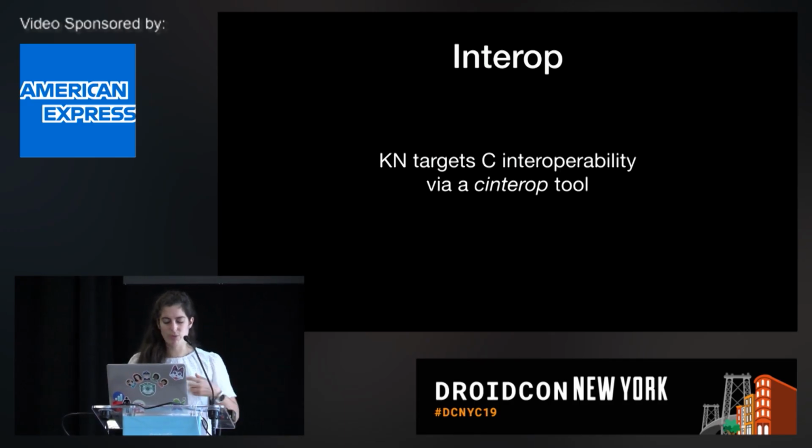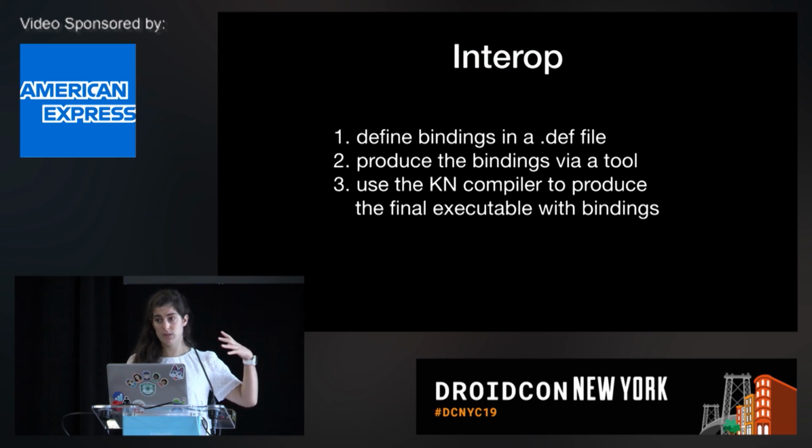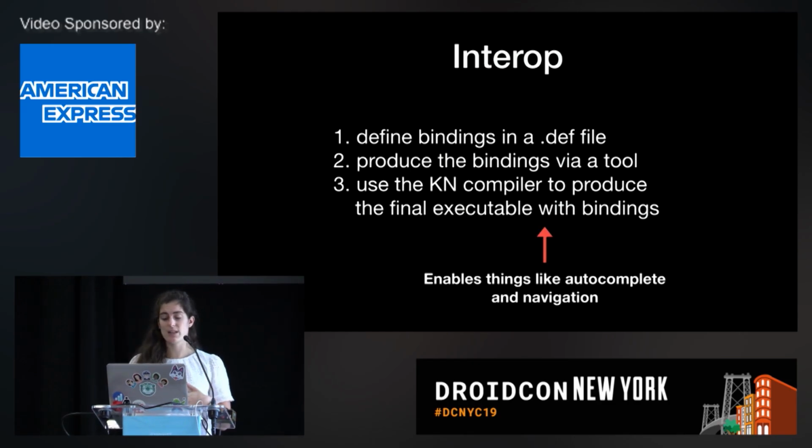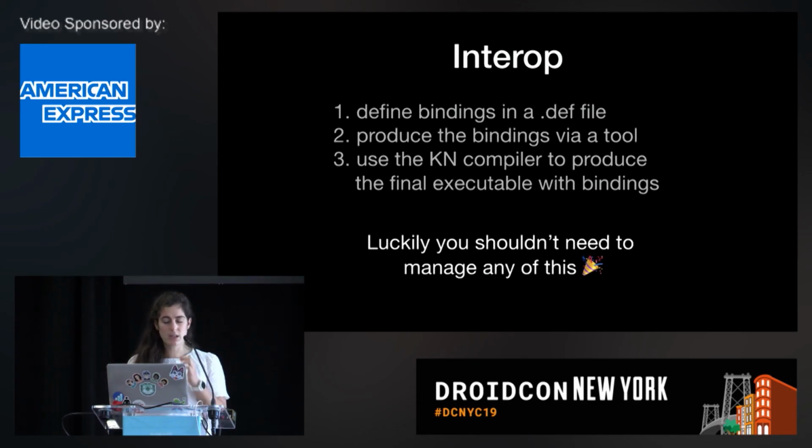So when Kotlin Native wants to interact with the world around it, you define the ways in which it interacts with things outside of it in a def file, and then you generate these bindings with a tool and package them together with that executable. When you do that, you can get your workflow where you can deep link into things and have autocomplete, etc. This is how you can take your Kotlin Native and put it somewhere that it doesn't belong and still have a nice developer workflow.